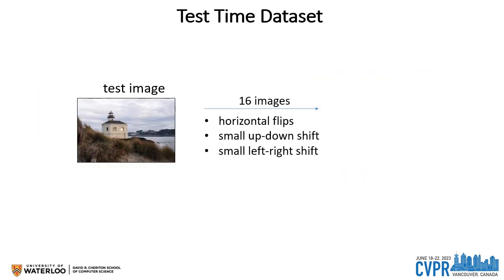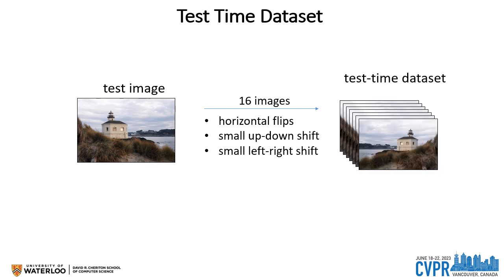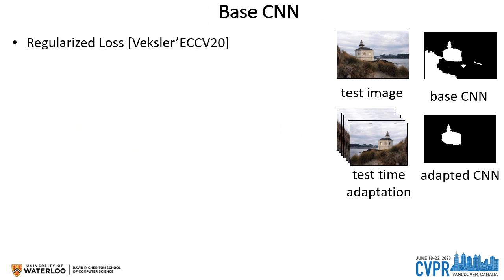For test time adaptation, we create a small dataset consisting of 16 images from the test image by random horizontal flips and up, down, and left-right shifts. For our base CNN, we use the regularized loss approach from ECCV 2020. This approach is image-level supervised, which means it is trained on a saliency dataset, but without any other annotation or supervisory signal. Thus, our overall approach is image-level supervised.